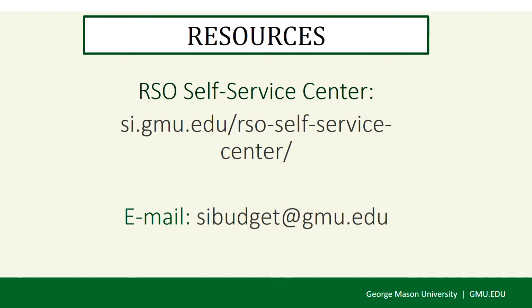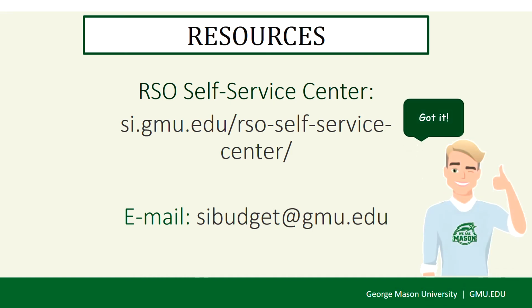In addition to fiscal matters, the RSO Self-Service Center contains information on funding, room reservations, advertising, the event checklist, Mason 360, and many other topics. Ideally, the RSO Self-Service Center should be your first stop to get the information you need. If, however, you require further budget assistance, please feel free to email sibudget@gmu.edu, and we will try to respond to your inquiry within 2 business days.